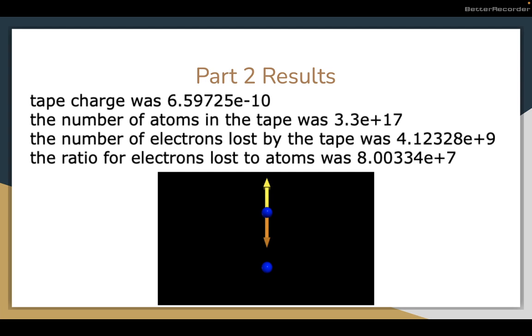Part two, it was found by the computer program that the charge on the tape was positive 6.6 times 10 to the negative 10th coulombs, and the number of atoms in the tape was 3.3 times 10 to the 17th, and the number of electrons lost by the tape was 4.12 times 10 to the 9th, giving us a ratio of electrons lost to atoms present of 8 times 10 to the 7th, which is a high ratio of electrons lost.